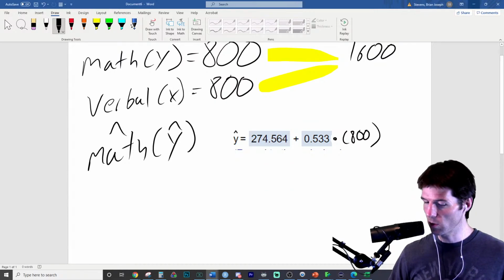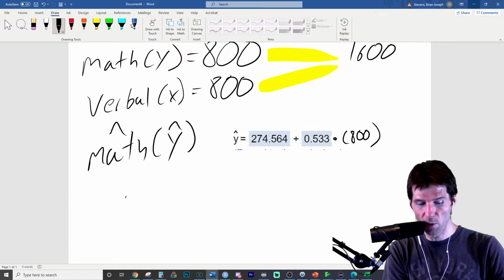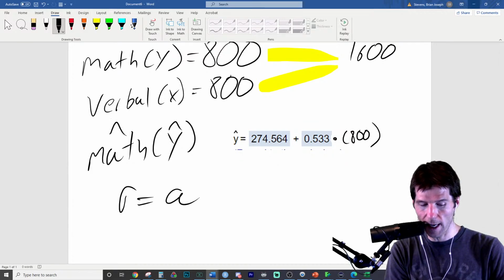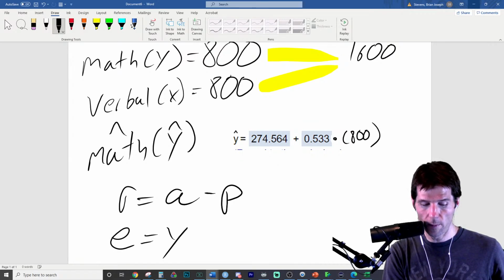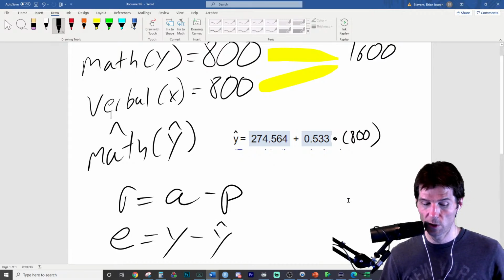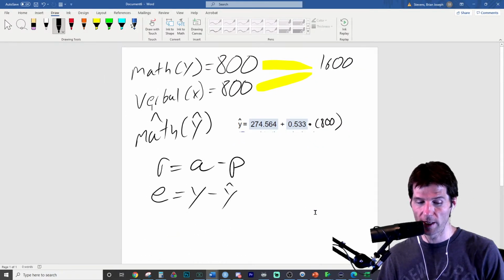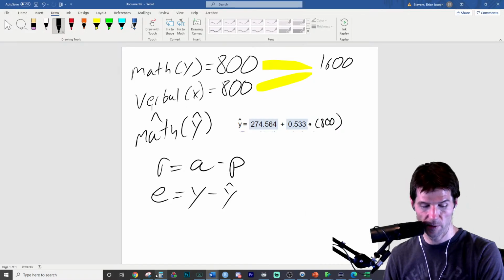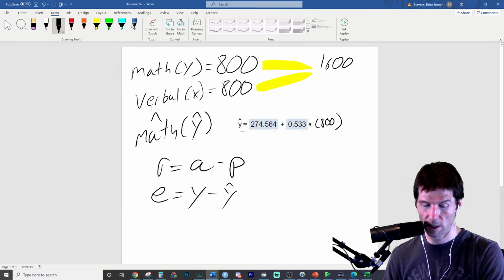So the formula for residual is residual equals someone's actual score minus their predicted, which is E equals Y minus Y hat. So what would we get right here if we do someone's residual is their actual minus their predicted? And this was, let me carry the decimals, 700.964.